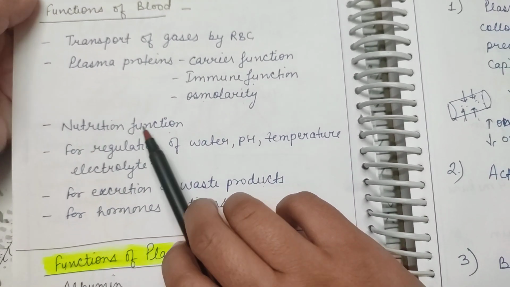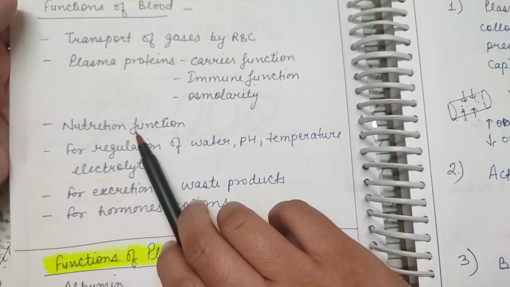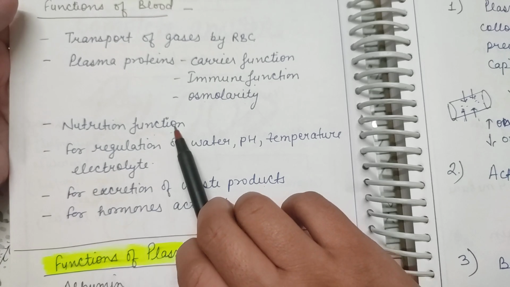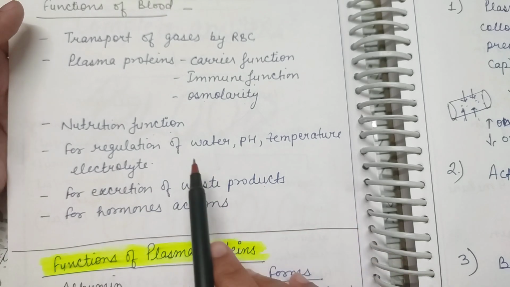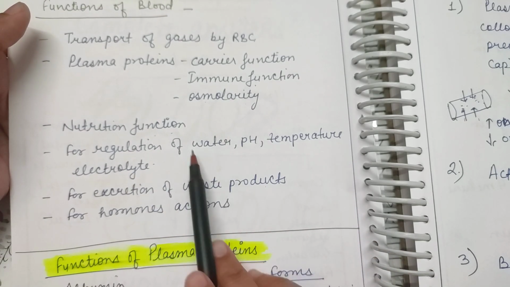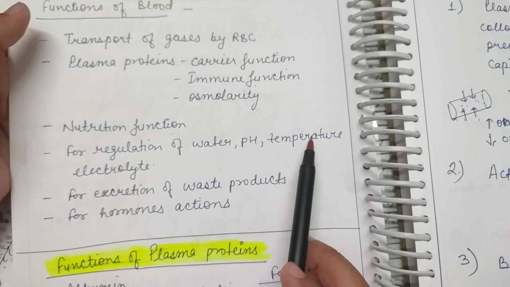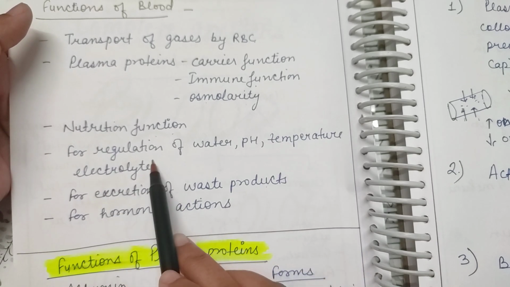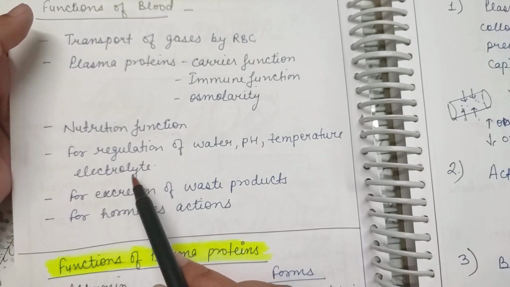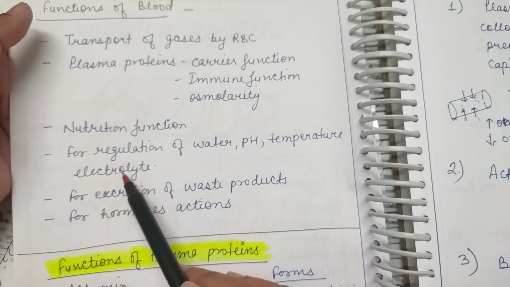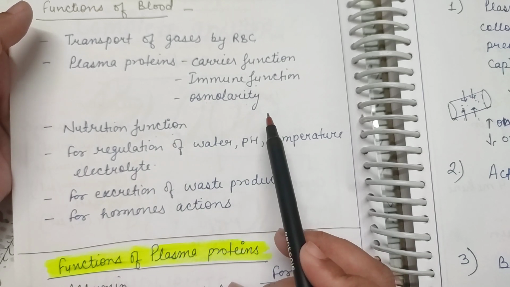Then blood has a nutritive function. It transports all the nutrients from one part to another. Then blood is needed for regulation of pH balance, regulation of temperature, and electrolyte balance, right? Whenever we have a high electrolyte level, they will be excreted by the kidney.